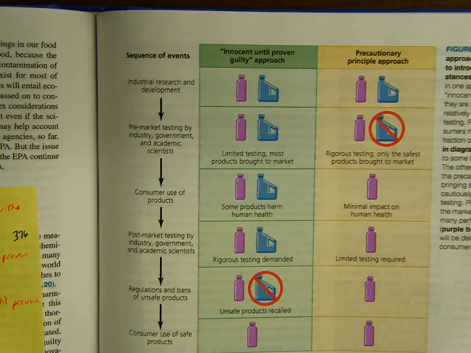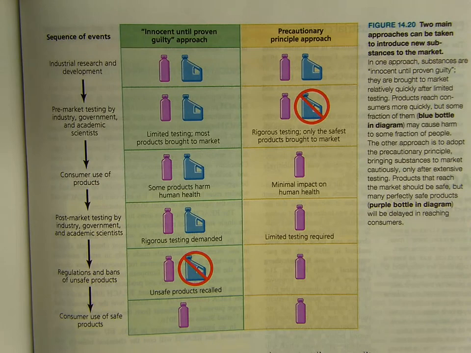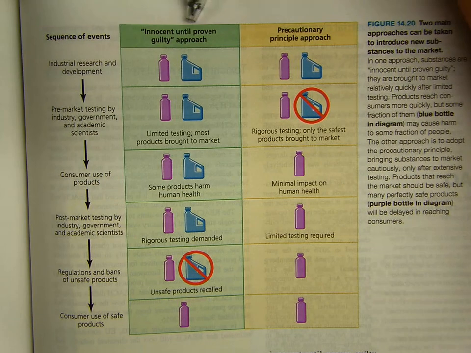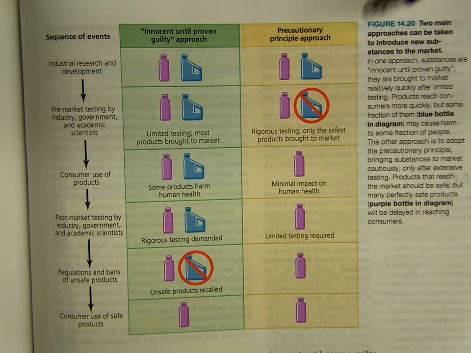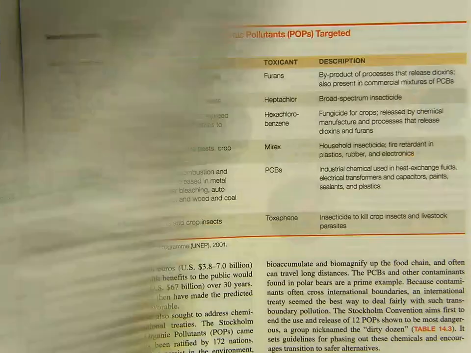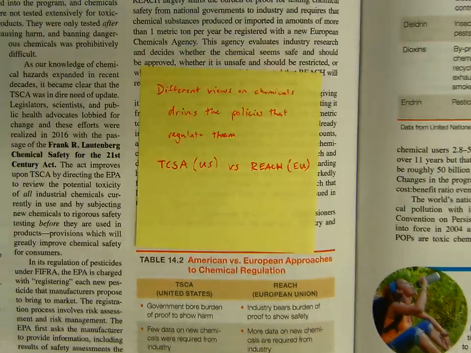Here's another chart that illustrates all of this: the innocent until proven guilty approach, or the precautionary principle approach. I'm not going to walk through this because as long as you walk through it, it should make pretty good sense. So that's 377. Moving to 378.